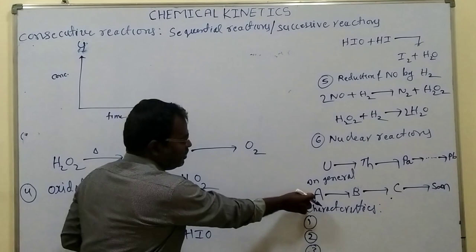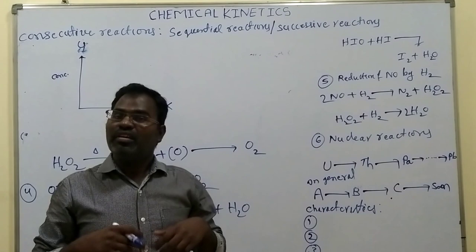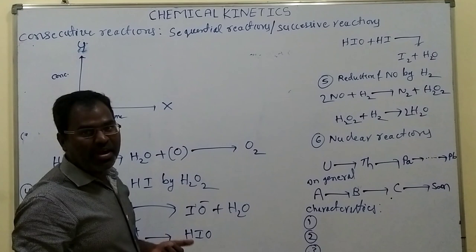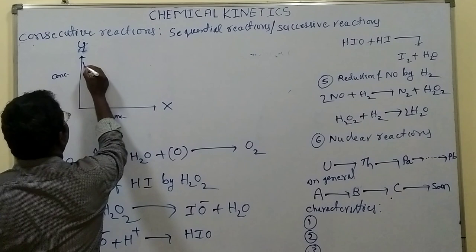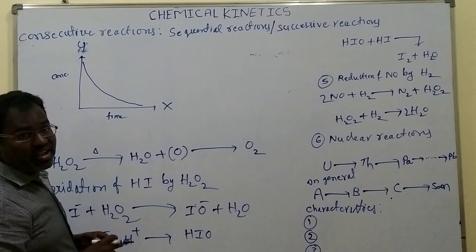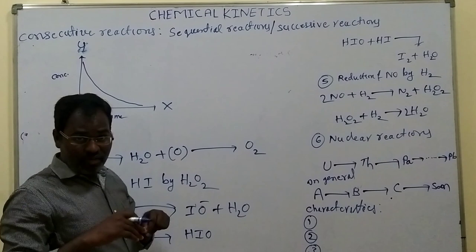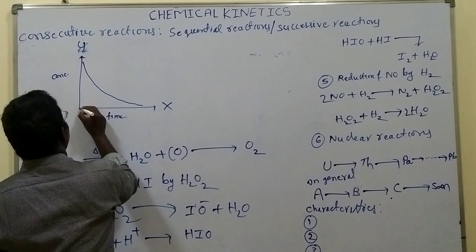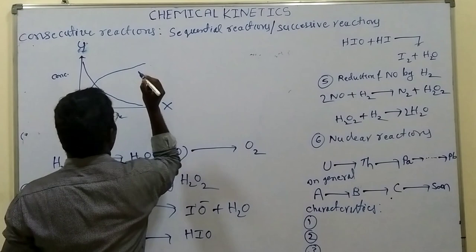Generally, during the reaction, the concentration of the reactant decreases. A is the starting material, so its concentration decreases gradually. Whereas if you see C, assume it is the final product. The product concentration generally increases.